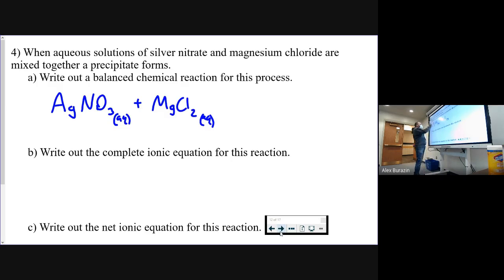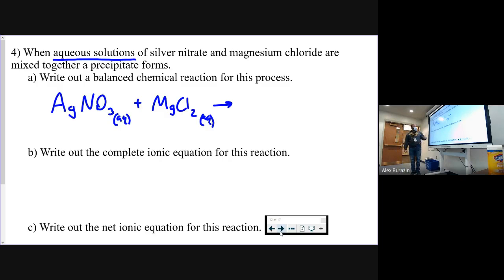Okay, so I have aqueous silver nitrate. I have aqueous magnesium chloride, because they told me that, right? They told me they were aqueous. That's why I know that this is the correct phase. And I mix them together, and it says that a precipitate forms. Now, I don't expect you to know this yet. I will help you with this part.